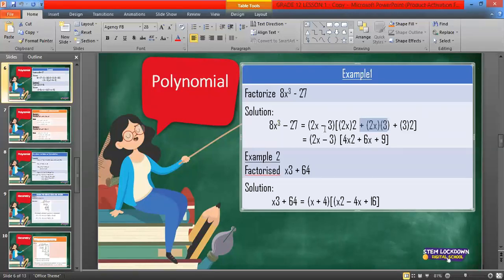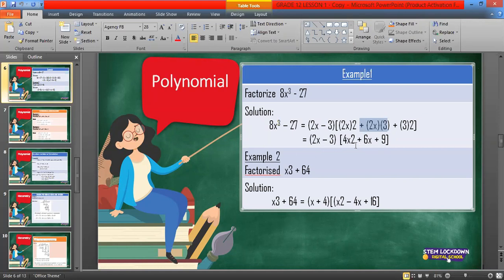Then times minus 1 gives you positive 6x. So 2x squared gives you 4x squared. So minus 3 squared gives you positive 9. Then to get the middle one, you say minus 3 times 2 gives you minus 6. Minus 6 times 1. Don't forget to always multiply by 1, or we just quickly change the sign and give plus 1. So then you have factorized your cubes.